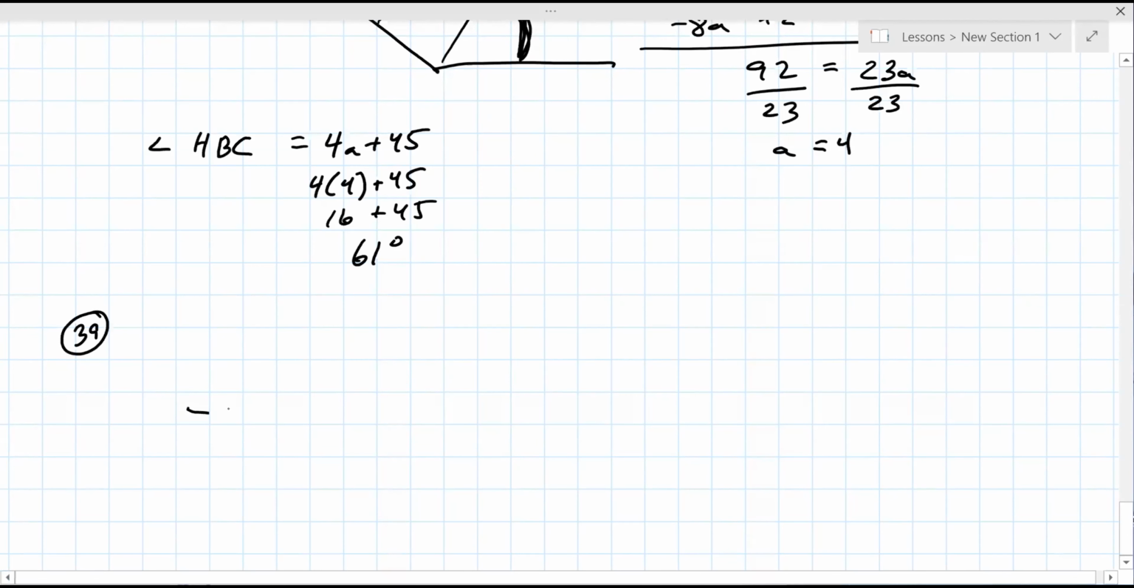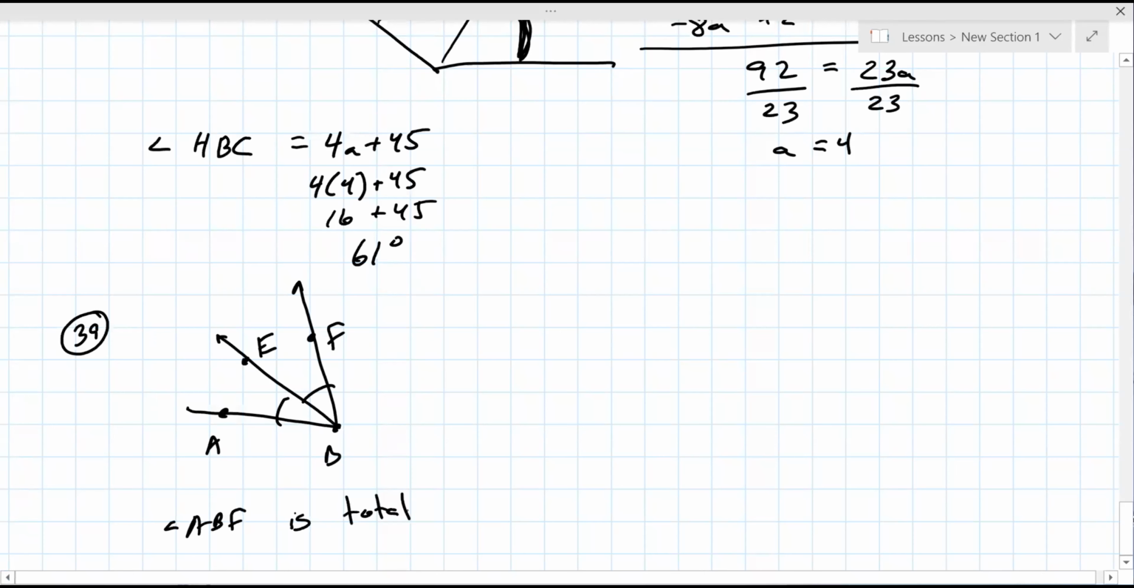So it's looking at ABE, and it's looking at EBF. And we know that these are the same. So it gives you the total this time. Angle ABF is the total. You can think of it that way. And angle ABE is the part. But there's two parts. There's this EBF, which is a second part.